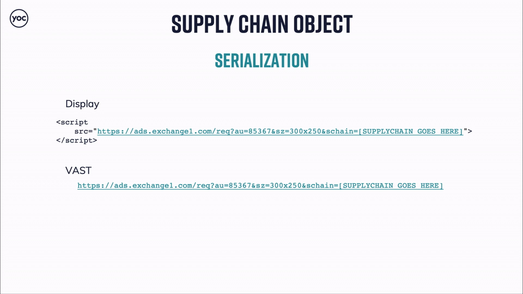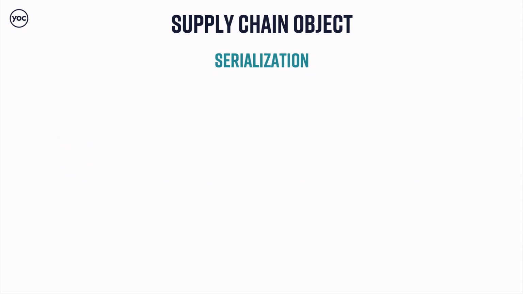This is how, in general, the display and VAST tags look. And in this case, the schain placeholder query string parameter is the one that passes the value of the supply chain. But how should this value look if in the OpenRTB protocol that's a complex object containing a lot of different attributes? So there is a defined format by IAB Tech Lab.